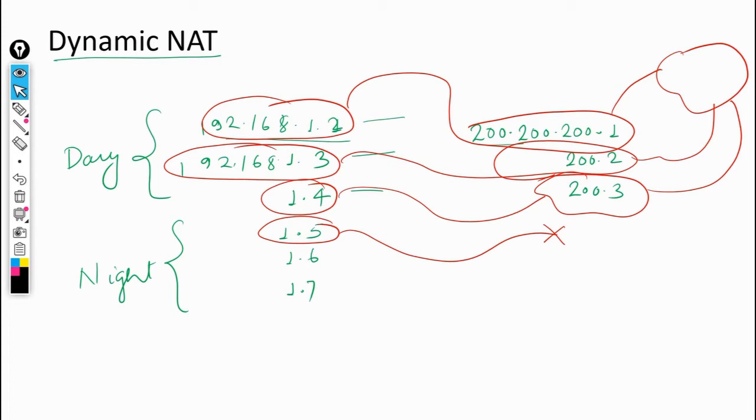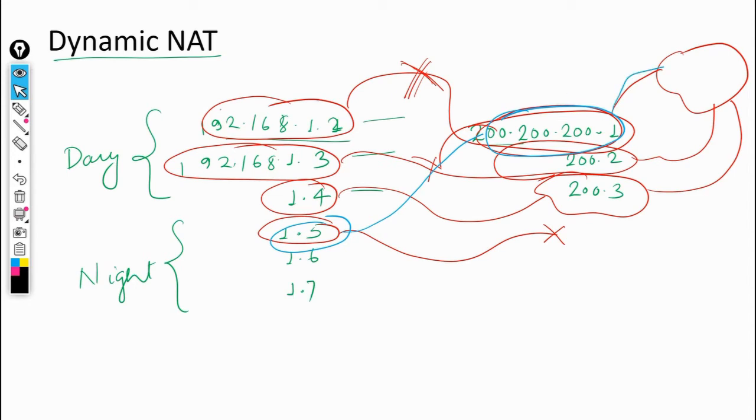Why did I mention the day and night case? Because in the day they used all three IP addresses. In the night time, these people are not using the internet, so obviously these IP addresses will be free. Let's suppose this person is not using the internet and this IP is available for use. We have one IP free here. So now 1.5 will go here, take this IP address, and use the internet.